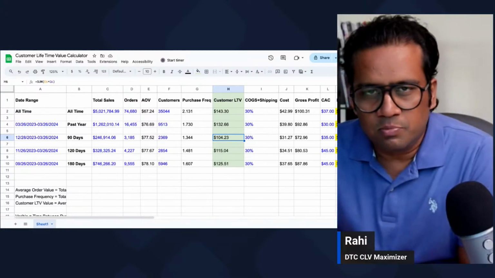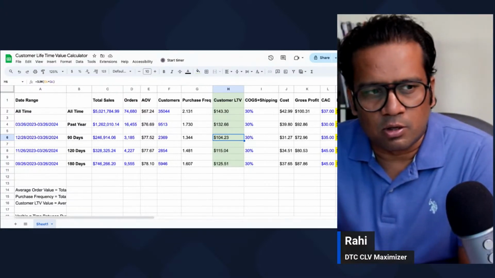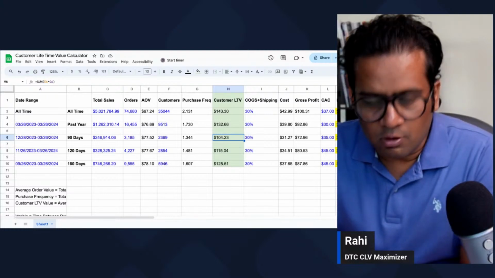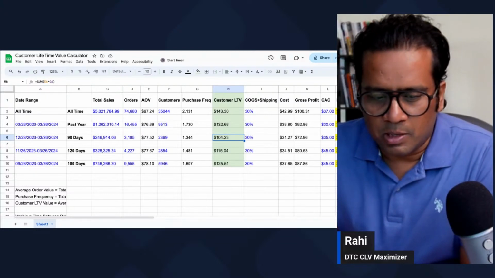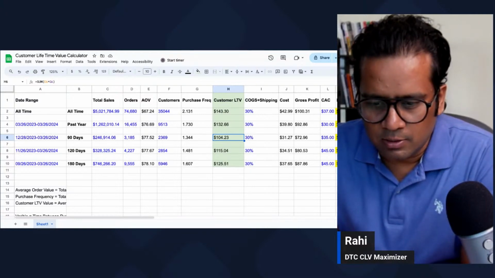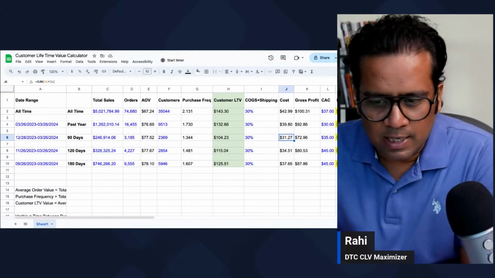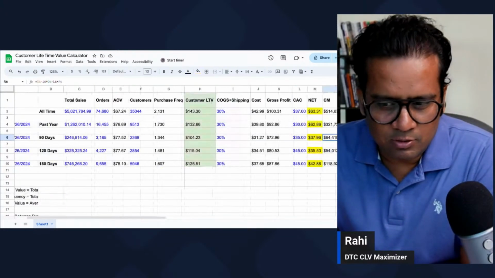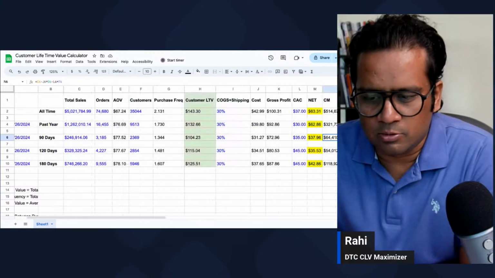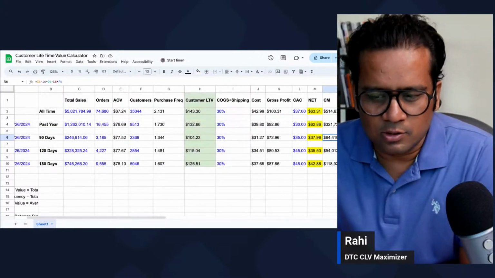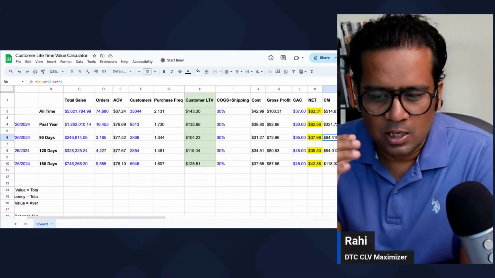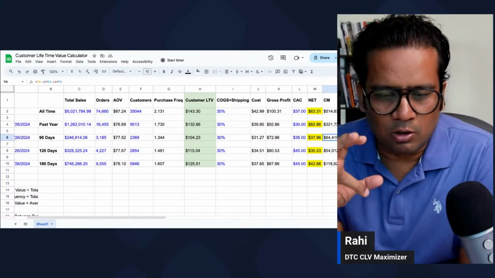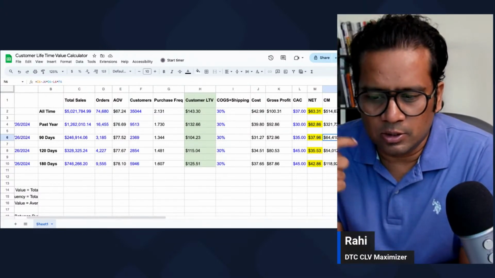I recommend, and preach, first order profitability. But even if you're not able to, at least get 60-day or 90-day profitability. More than that is a highly unstable business model. And then you have CAC, net and contribution margin. CAC is also gradually increasing. It's a blended CAC, but it's also gradually increasing.